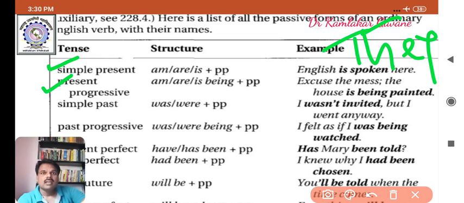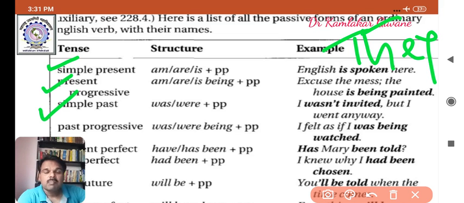In simple past, this is a quick revision, as most of you know the rules of changing from active to passive. Here we have the reverse, from passive to active. A simple past sentence: I wasn't invited, but I went anyway. Take the same subject, they. They didn't invite me, but I went anyway.